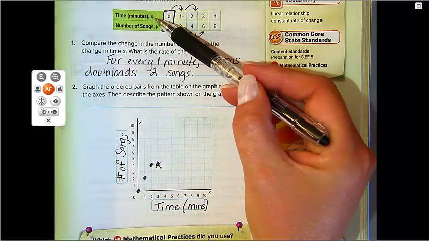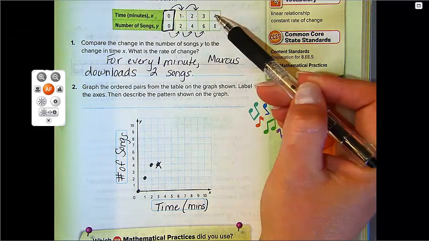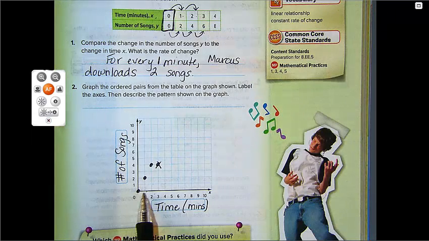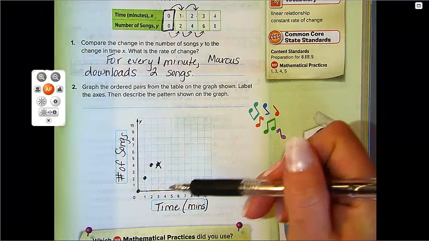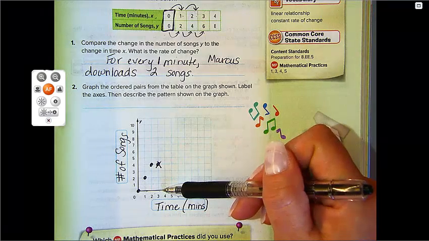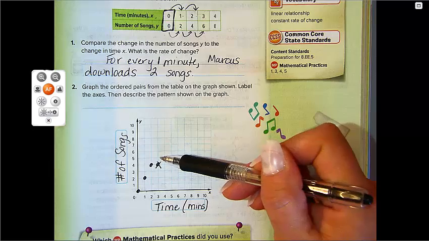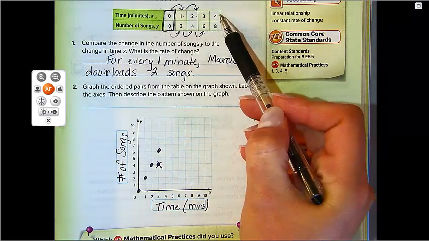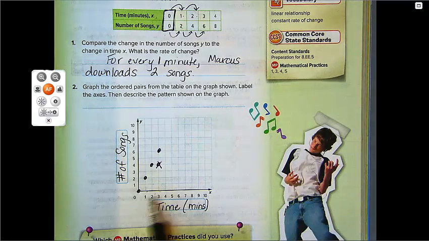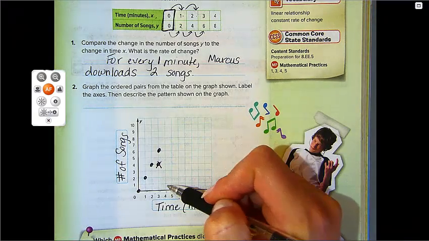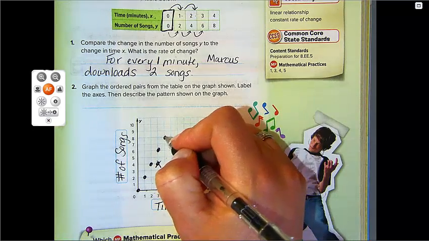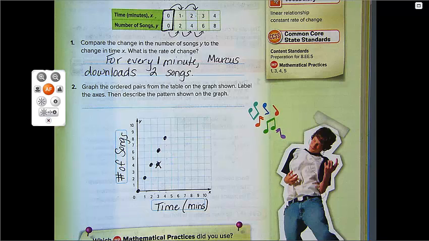If I look at my next one, this X is a 3. This Y is a 6. So I'm going to go over 3. So 1, 2, 3. And I'm going to go up 6. So 1, 2, 3, 4, 5, 6. Here is my next dot, and my final one is at 4, 8. So I'm going to go over 4, and I'm going to go up 8. 1, 2, 3, 4, 5, 6, 7, 8. So here is my final dot. Okay? So that's what the graph of that looks like.